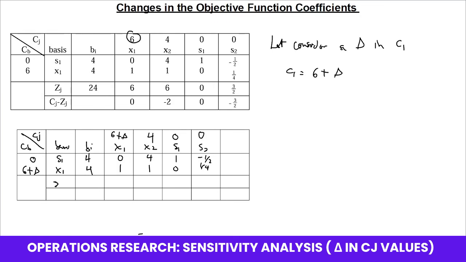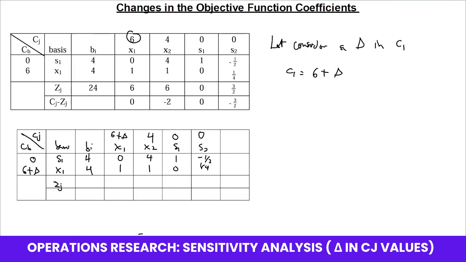So this one will affect. You should know that when you consider a change in the coefficient of a basic variable, it's going to affect your zj values and your cj minus zj values as well. But when you consider a change in the coefficient of a non-basic variable, the change is going to appear in only your cj minus zj values. That's just by the way.